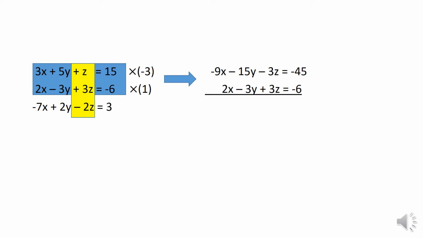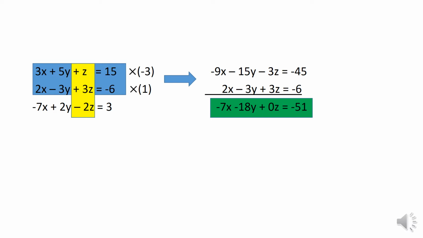So I kept that middle equation completely the same, and that top equation has been multiplied by negative 3 throughout. So now we have negative 9x minus 15y minus 3z is equal to negative 45. Now that negative 3z will cancel out with that positive 3z from that second equation. We'll see that when we add these two equations together. We now have negative 7x minus 18y plus 0z. The z's have been eliminated, is equal to negative 51.